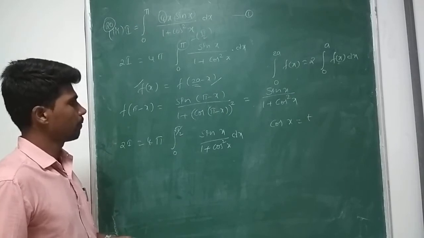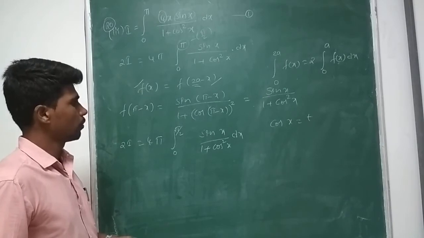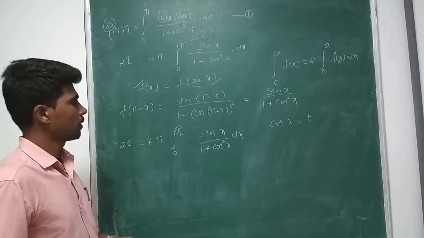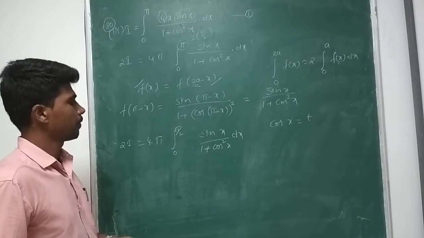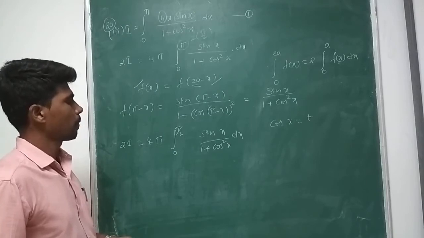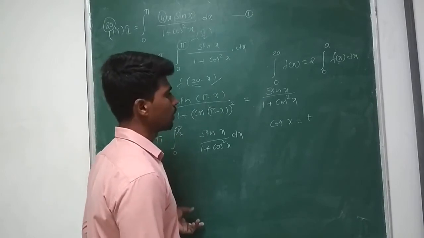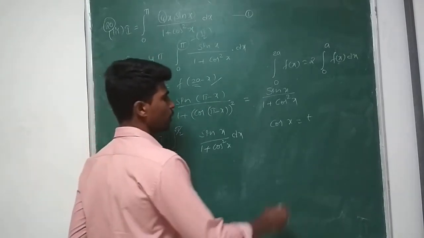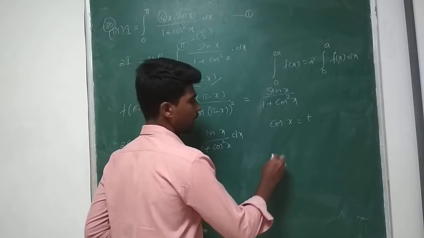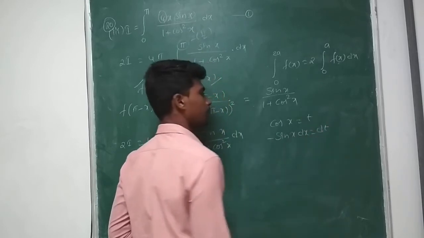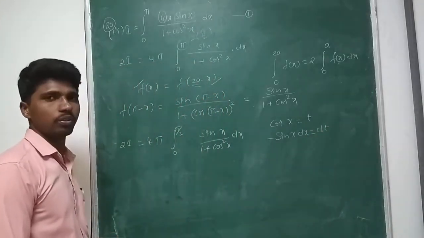Put cos x equal to t. Then minus sin x dx equal to dt. Minus sin x dx is equal to dt.